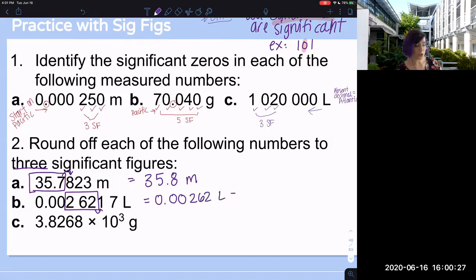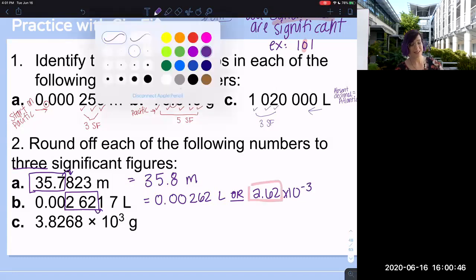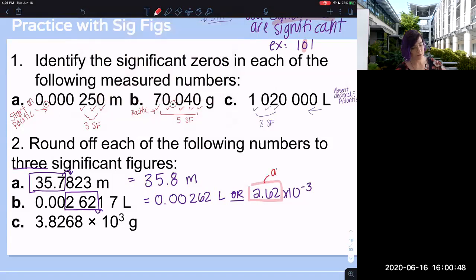You can also put it in scientific notation if you're a little confused about how to change your sig fig. So how would I put this in scientific notation? 2.62 times 10 to the negative 3, because it's a small number. Scientific notation is pretty easy for sig figs. Anything before the times 10 is significant because of the decimal rule, the Pacific rule.